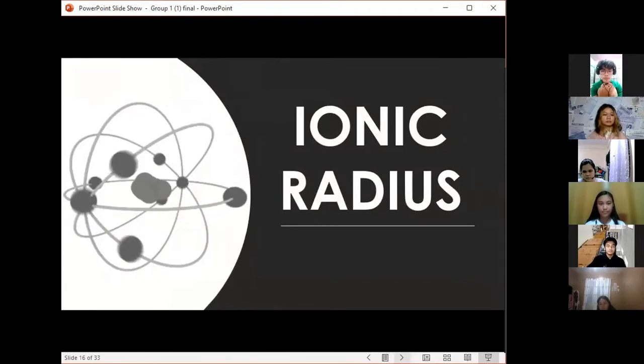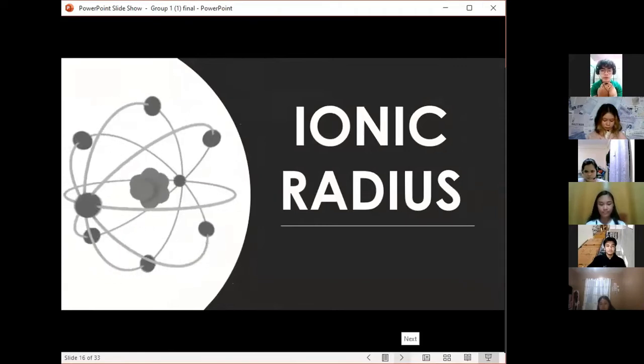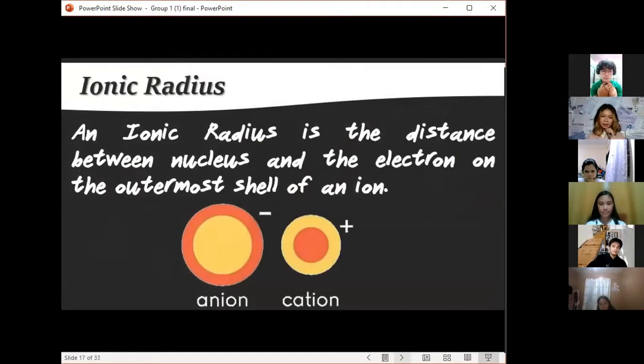And now, we'll be explaining the concept of ionic radius. An ionic radius is the distance between the nucleus and the electron on the outermost shell of an ion. First, an ion is electrically charged, and it has two types, the cation and the anion. The cation is a positively charged ion and it has more protons than electrons, opposite of an anion, which has more electrons than protons because it is negatively charged.